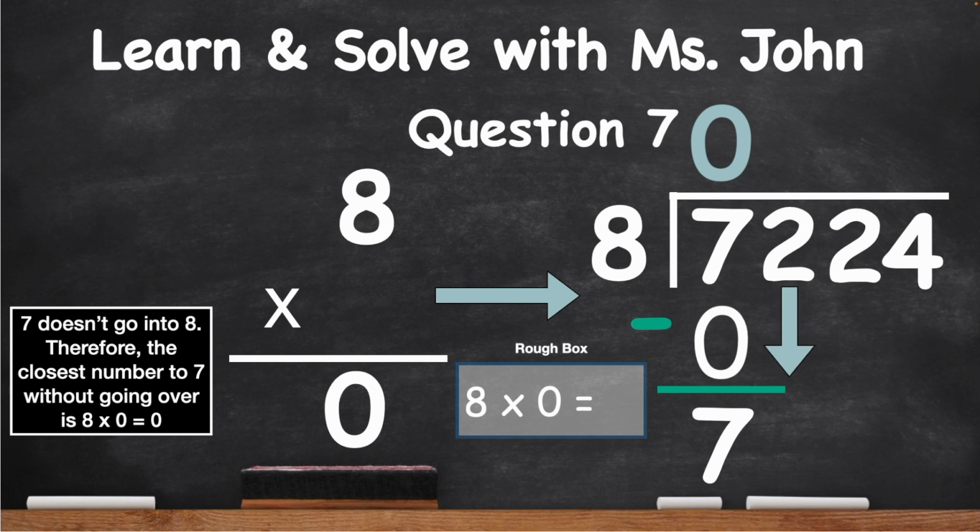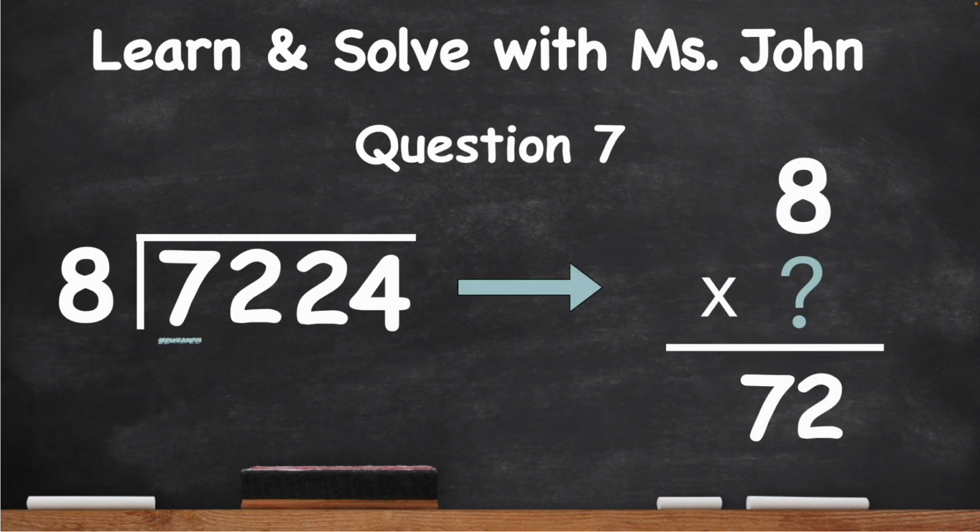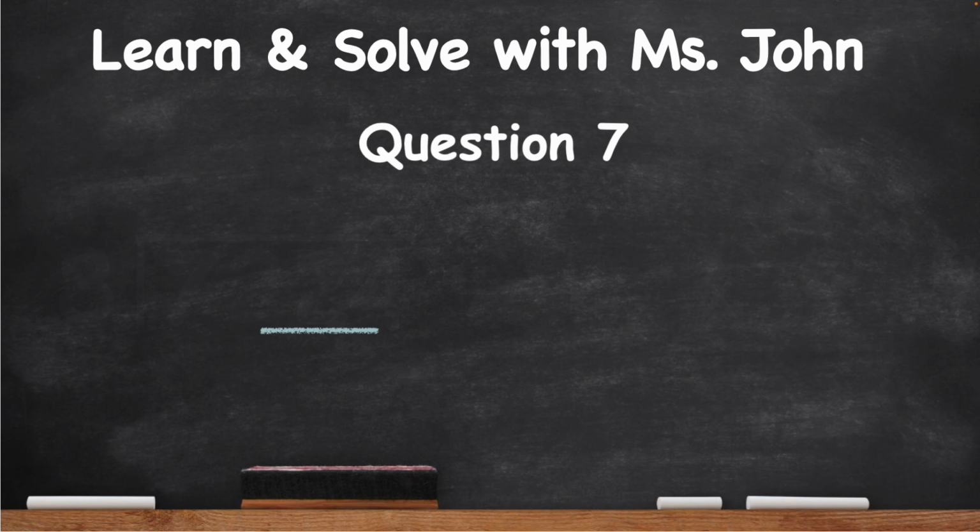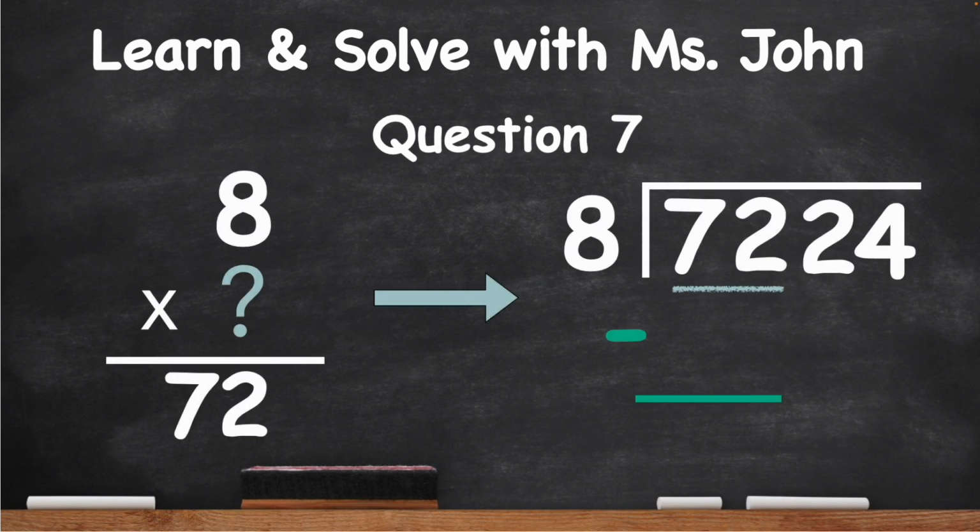We're going to go and start and actually bring down the 2. And we're going to begin with 72. So we're going to figure out 72 divided by 8. So now we're going to think 8 times what gives you 72?